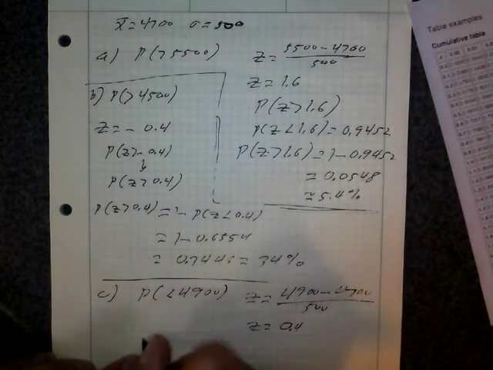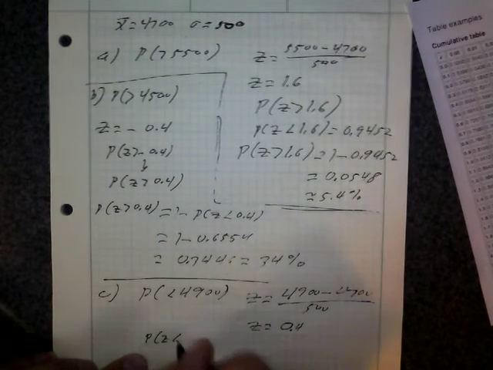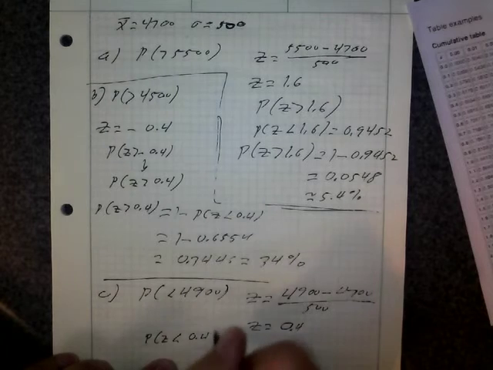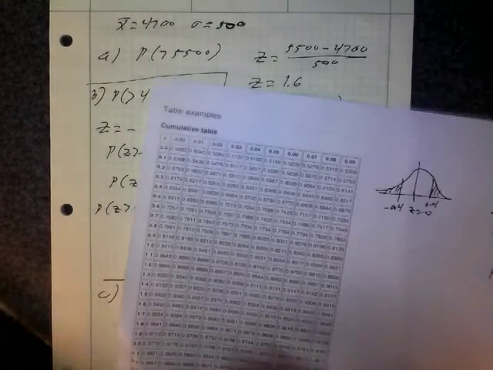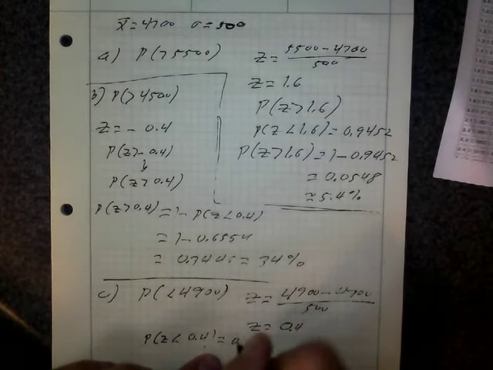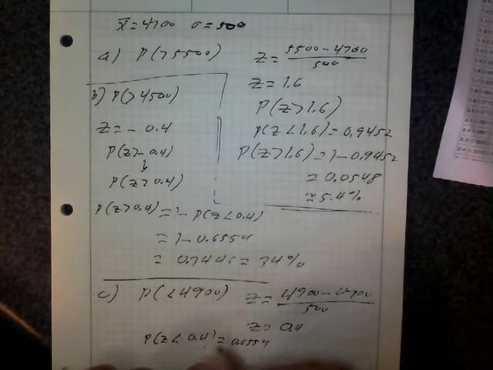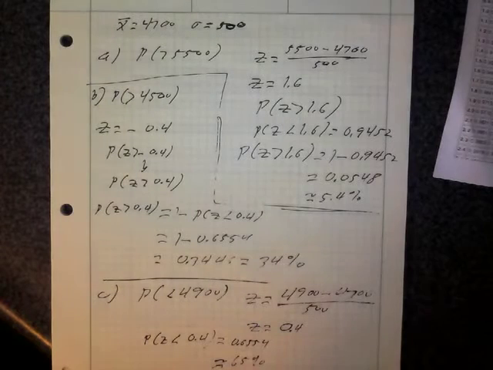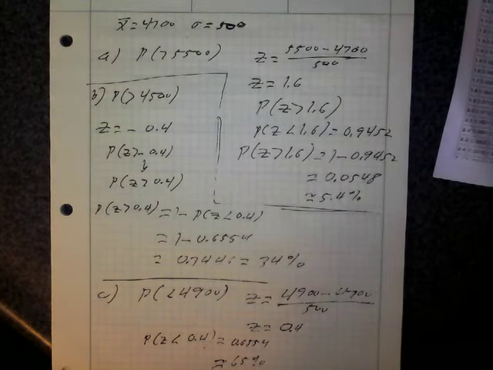So this is going to be a straightforward one here, because I'm just asking for the probability of the z value less than 0.4. That's exactly what the table gives me straight up here. So I just go down to 0.4 and see it's 0.6554, and that is going to be my answer, about 65%. So the probability of selling less than 4,900 oranges is about 65%.